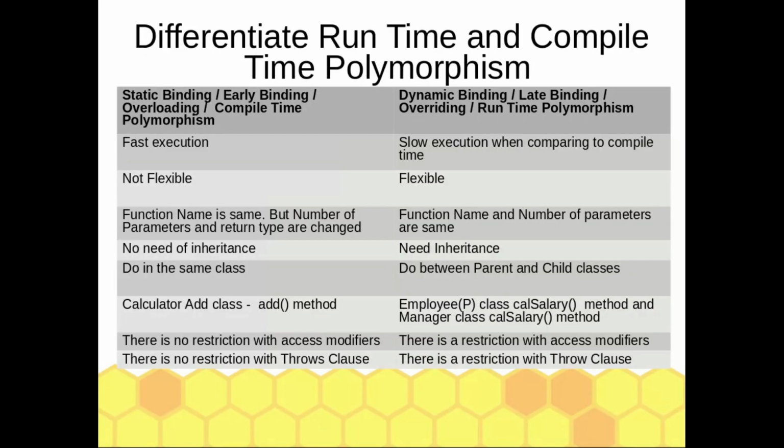Okay. The final point is there is no restriction with the throws clause for compile time polymorphism, but there is a restriction with the throws clause in runtime polymorphism. Actually, if the child class method throws any exception, you have to throw that same exception in your superclass method. So those are the differences between runtime and compile time polymorphism.